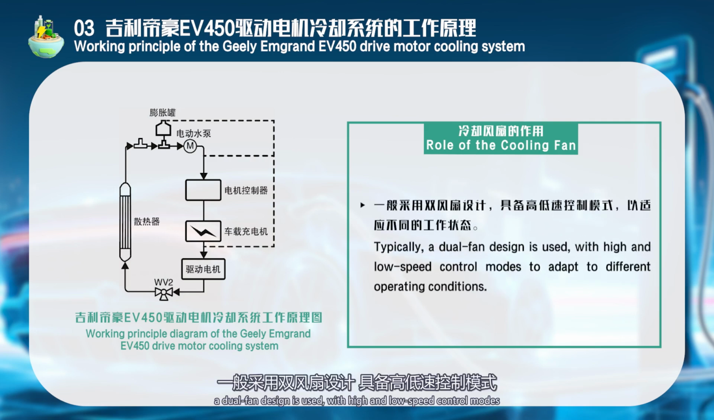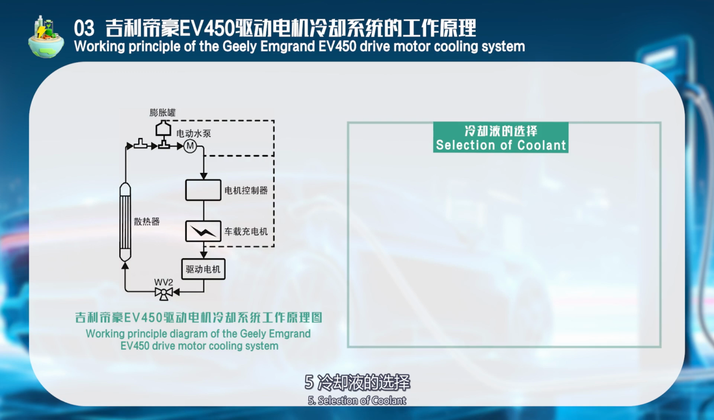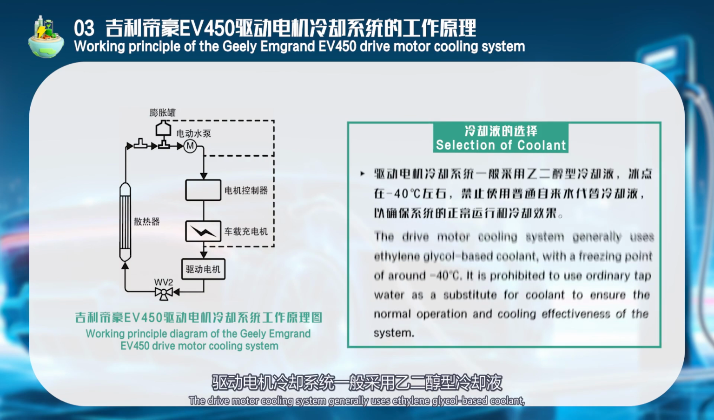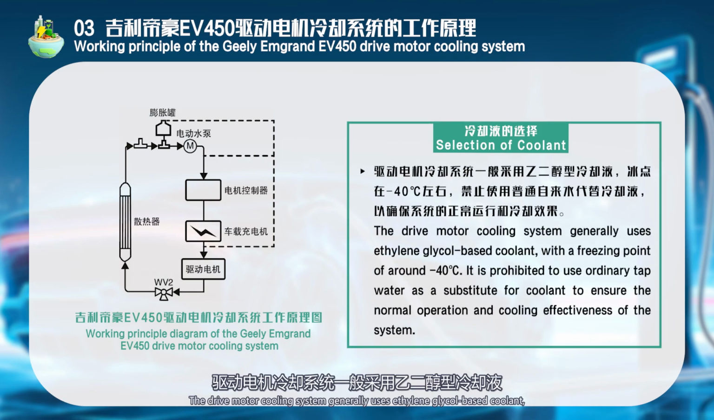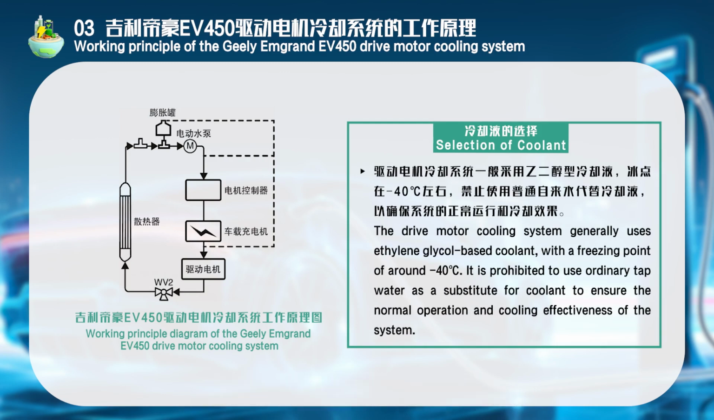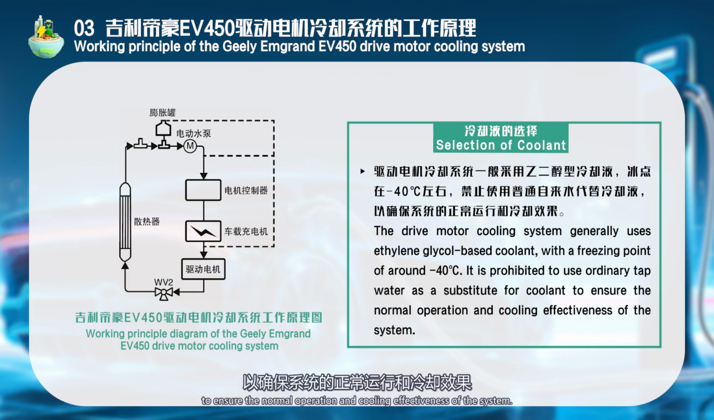Typically, a dual fan design is used, with high and low speed control modes to adapt to different operating conditions. 5. Selection of coolant. The drive motor cooling system generally uses ethylene glycol-based coolant, with a freezing point of around -40 degrees C. It is prohibited to use ordinary tap water as a substitute for coolant to ensure the normal operation and cooling effectiveness of the system.